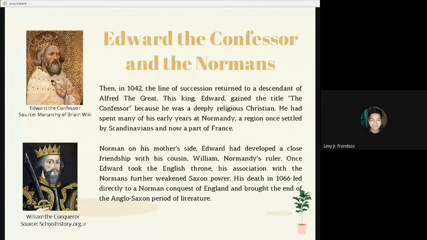So, si Edward po is the descendant of Alfred the Great. This king, Edward, had gained the title, the Confessor, because he was a deeply religious Christian. So, kung si Alfred was given the title, the Great, so si Edward naman po na parang naging successor ni Alfred has gained the title the Confessor because of his deep religiosity and Christian faith. He had spent many of his early years in Normandy, a region once settled by Scandinavians and now a part of France.